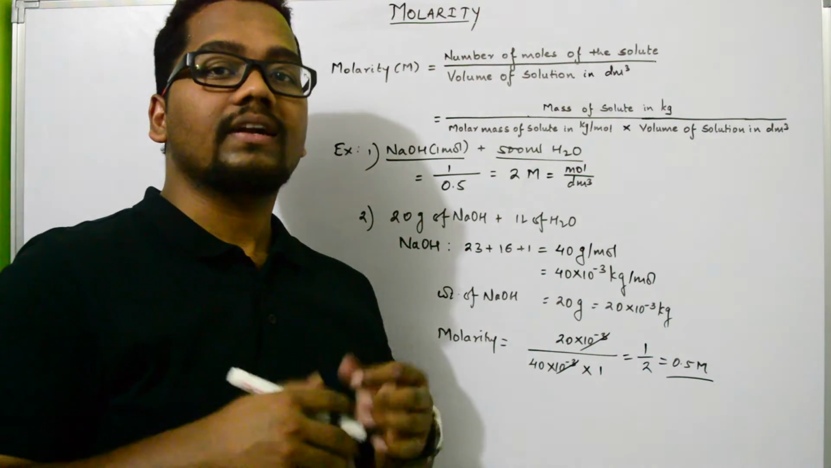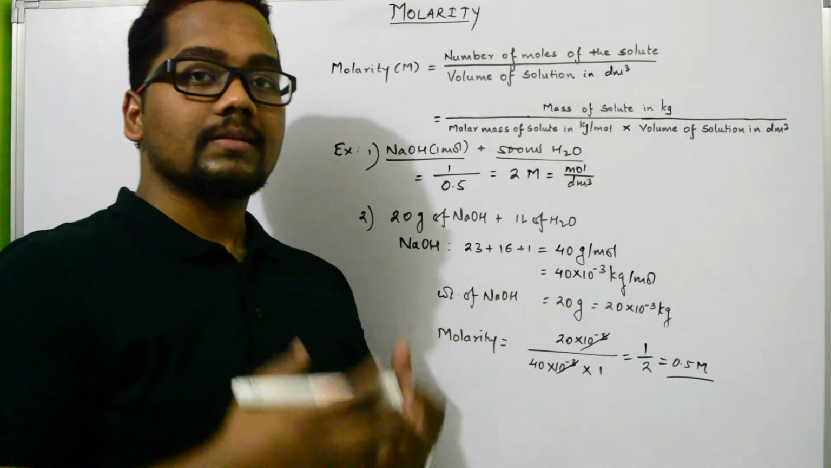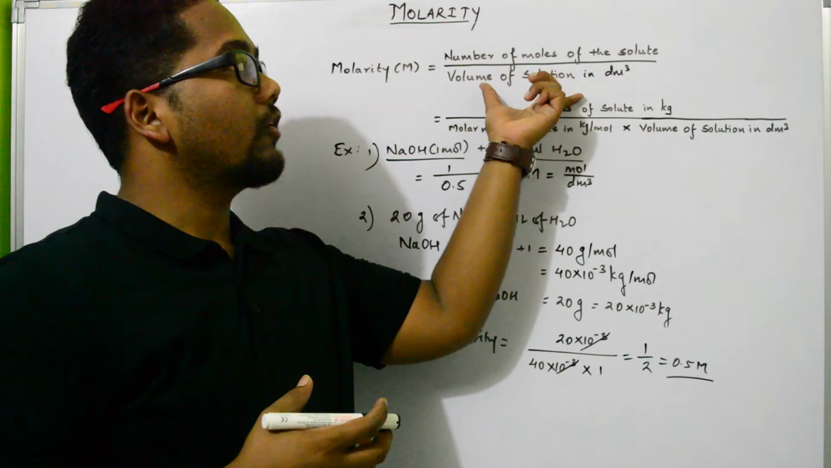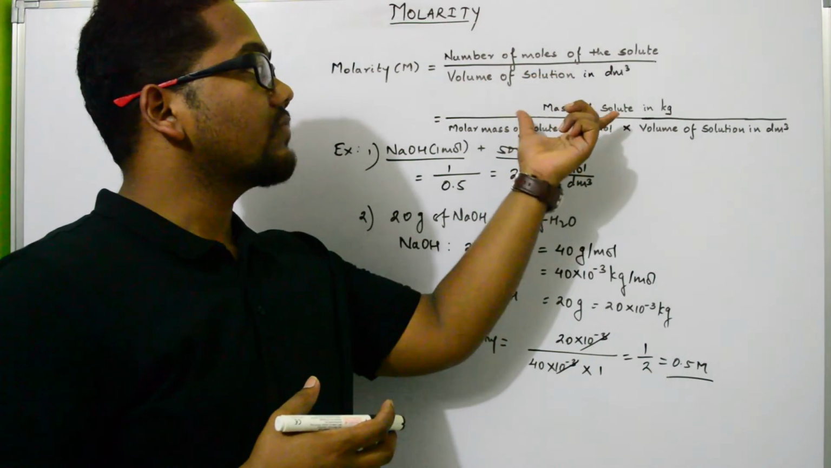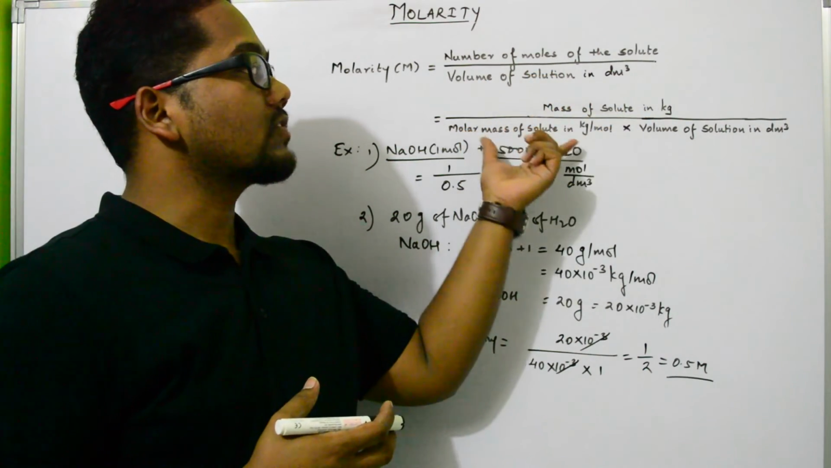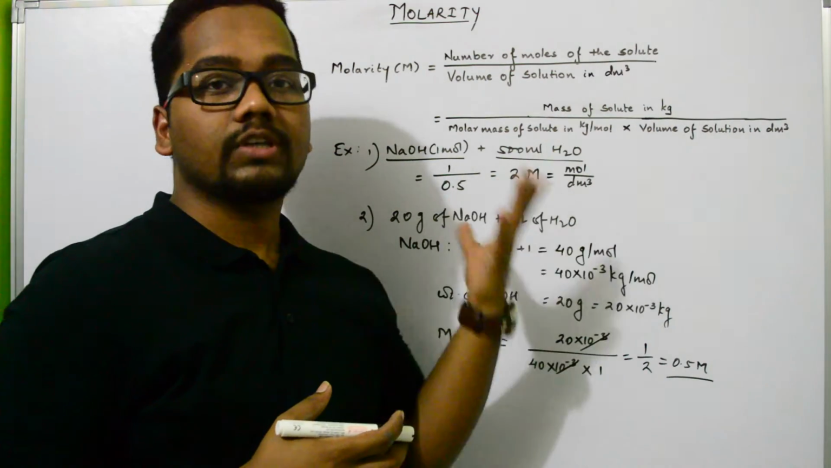The concept of molarity is not that difficult. If you pay attention to a very simple formula: number of moles of solute divided by volume of solution in dm cube, and another formula is mass of solute in kg divided by molar mass of solute in kilogram per mole into volume of solution in dm cube.